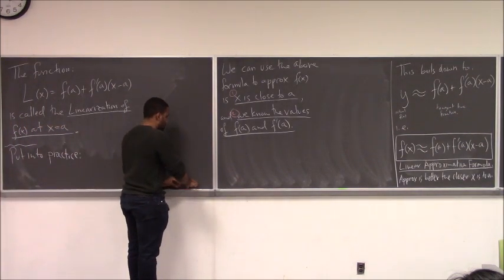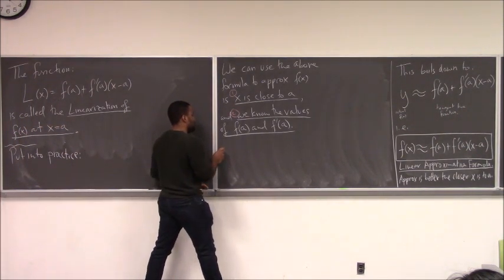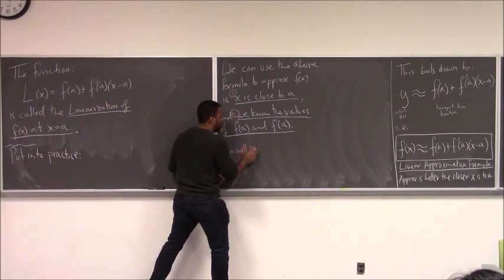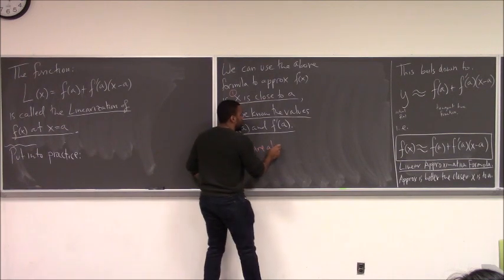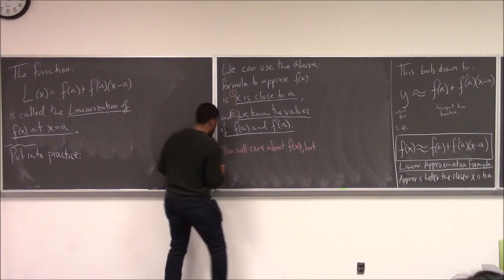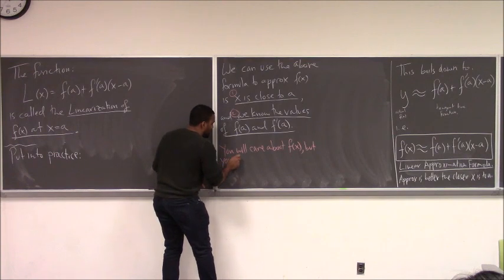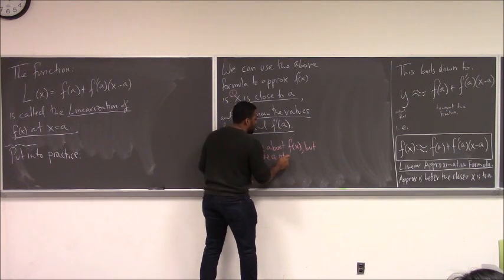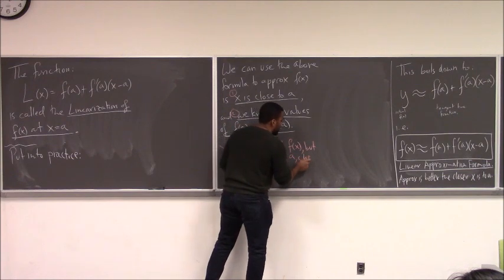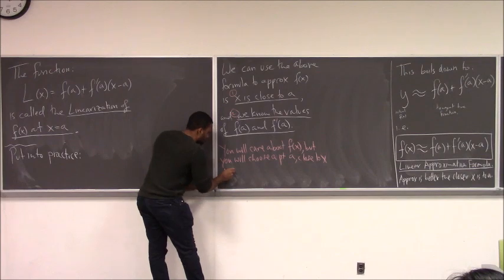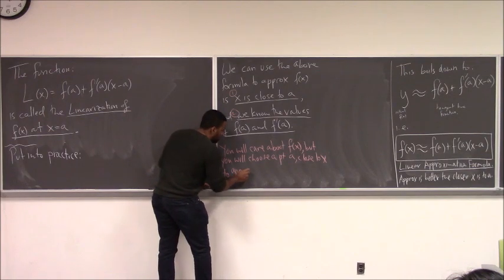So now, the idea is you will care about f of x, but you will choose a point A close to x to approximate the value.